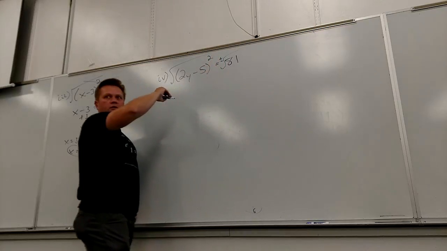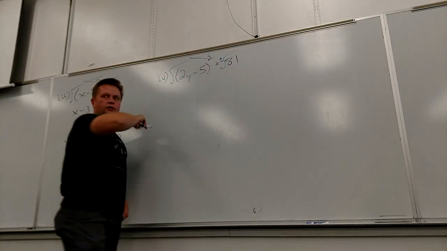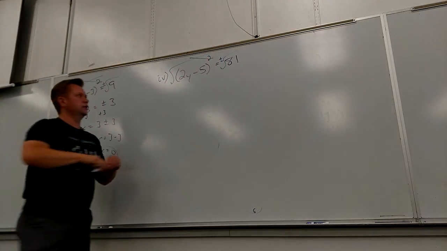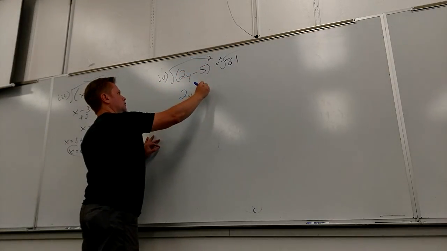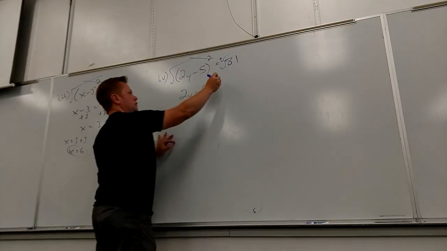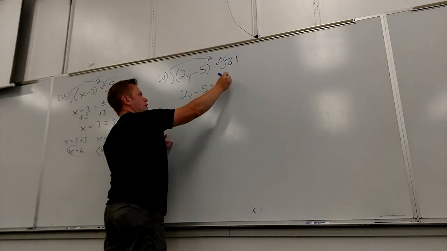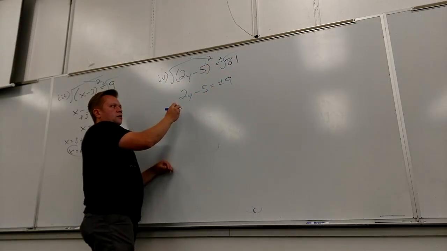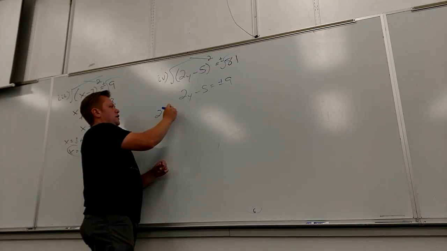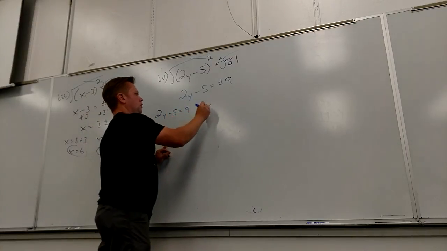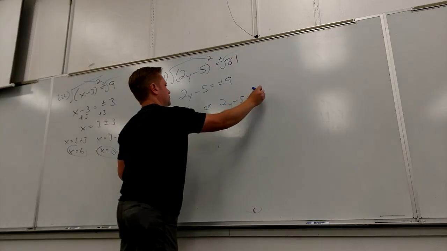Plus or minus there, right? So these cancel each other, right? That's why we did a square root, to kill that square. I always hate when the square somehow stays alive on the next step. It freaks everybody out. So 2y minus 5 equals plus or minus 9. So you could, right now, if you wanted to, write 2y minus 5 equals 9, or 2y minus 5 equals negative 9.